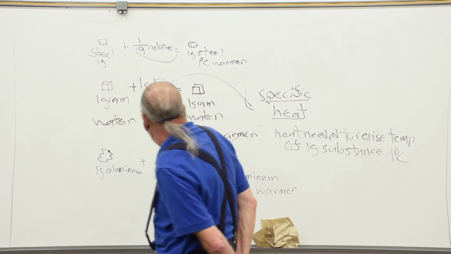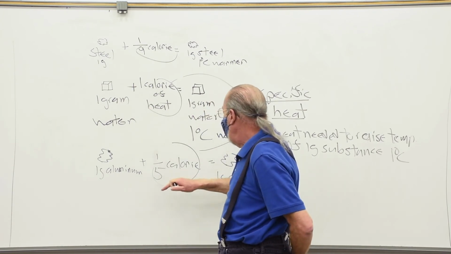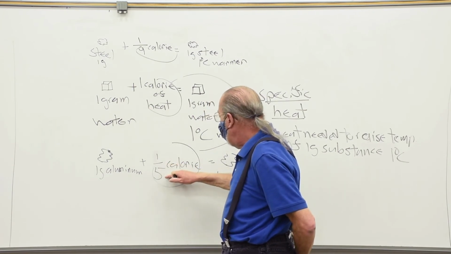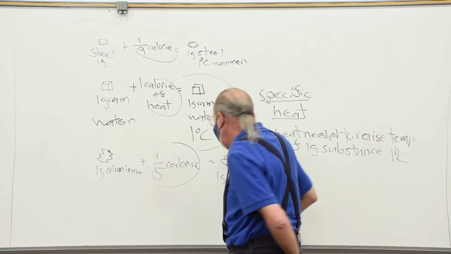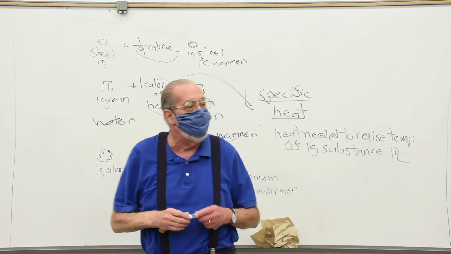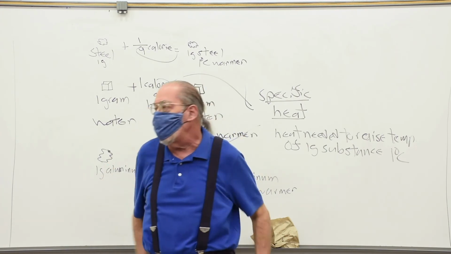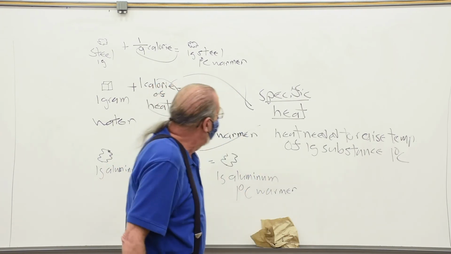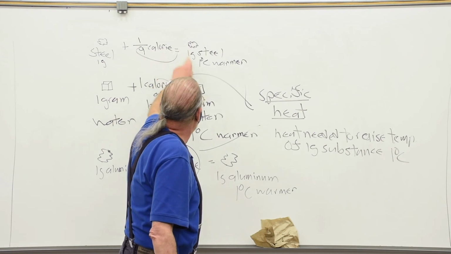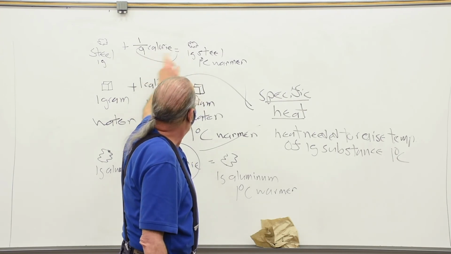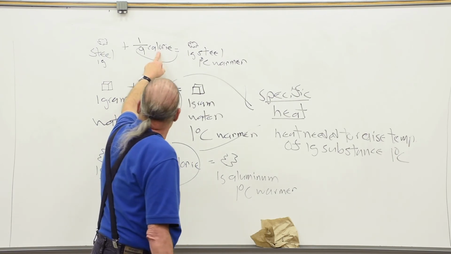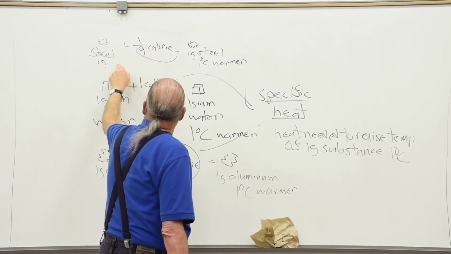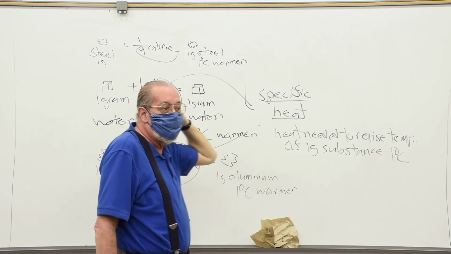The specific heat of aluminum is approximately 1/4 or 1/5 of a calorie per gram of aluminum per degree centigrade of temperature rise. And this also goes backwards. If you say, what do I need to pull out of the steel to cool it down 1 degree C, it is about 1/9 of a calorie per gram per degree C.